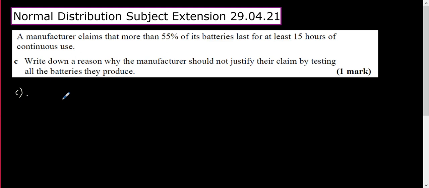It's talking about a manufacturer of batteries. So why wouldn't it make sense for them to test all the batteries? And the answer is there'd be no batteries left to sell. If they tested them all, they'd be testing to destruction. The sample size is the population. It's testing to exhaustion. So there'd be no batteries left to sell. Now, there's no maths there. It's just that kind of common sense coming out of the question.